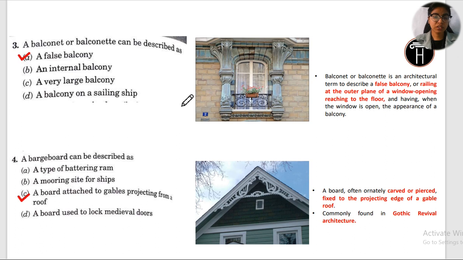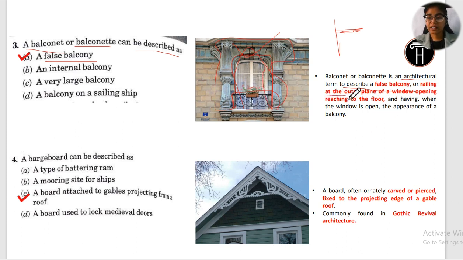Moving to the next question. A balconette can be described as a false balcony. As you can see in this image, it is an architectural term to describe a false balcony. The term false balcony comes here because a balcony is basically projected from your roof, but here you can see there is no projection, just a railing and an opening. That is why it is called a false balcony.